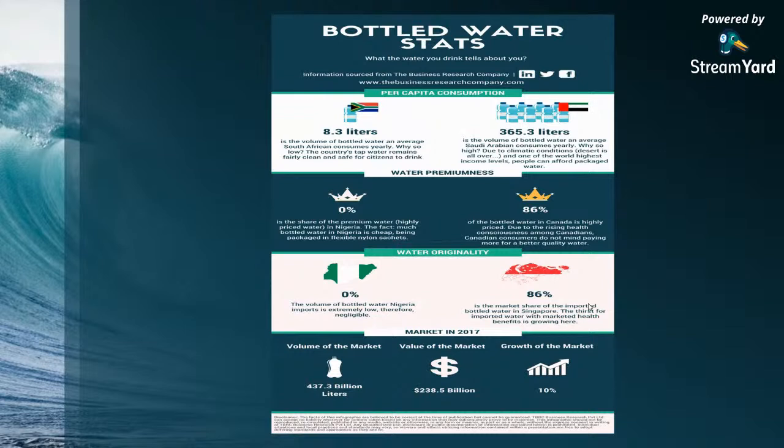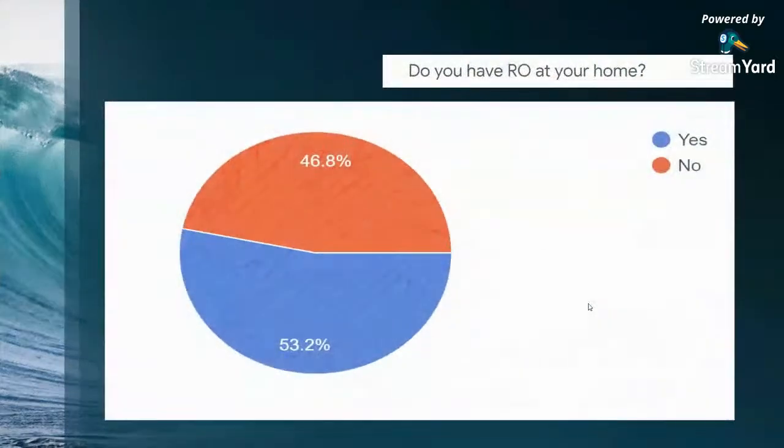So in 2017, the volume of the market was 437.3 billion liters. The value of the market was $238.5 billion, and this amount is enough to create a whole city, enough to create a water treatment plant for a whole city. And the growth of the market can be seen, but this is because of our lack of awareness about the water marketing happening in and around the world.